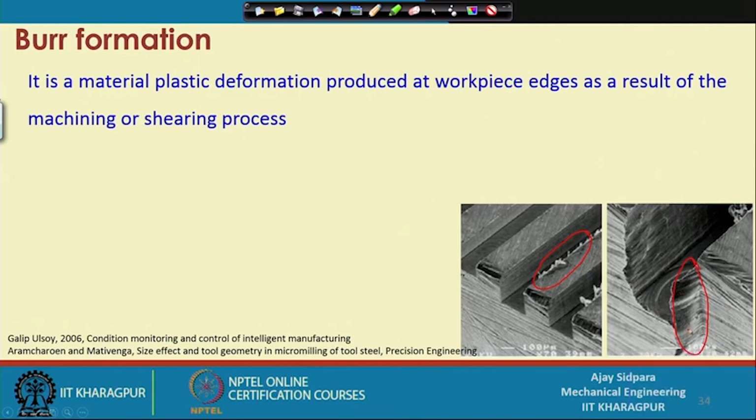So, what is the burr? It is a material plastic deformation produced at the workpiece edge. You mostly find it at the workpiece edge only. These are the top edge, so this is called top burr. This is the edge at the entrance or the exit, so you can call it the entrance burr or the exit burr, as a result of the machining or the shearing process. So, these are something which we have to avoid or minimize. Mostly avoiding is very difficult, because you have to set the process parameters in such a way that you can reduce the burr formation.